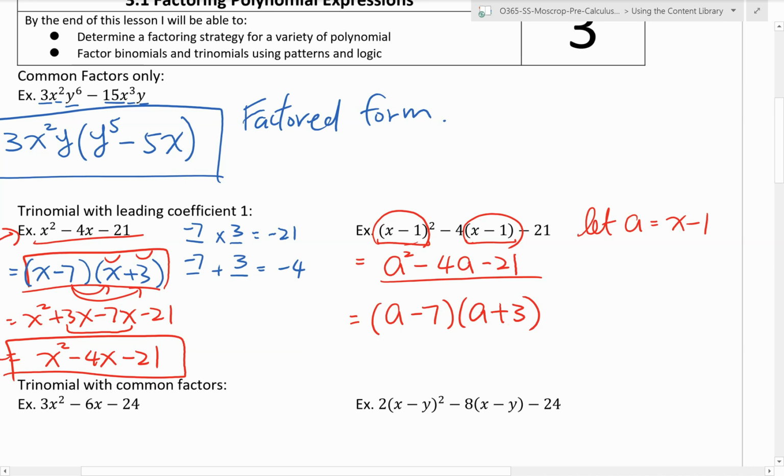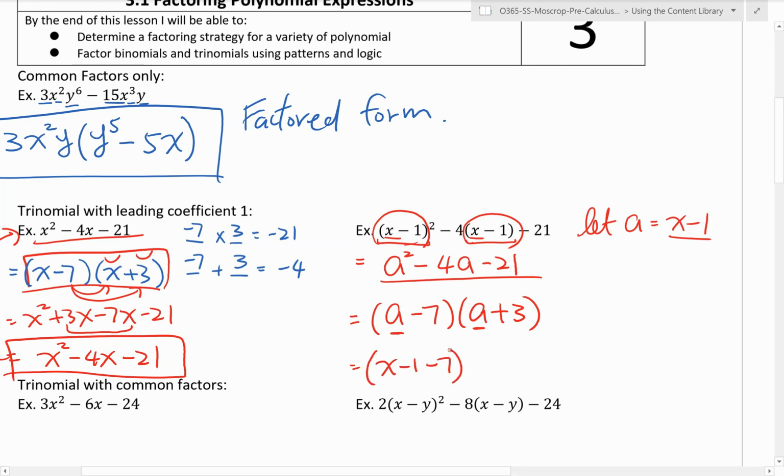Now, once you finish this, you're almost done. The question was never about a, right? It was x and x. So what we're going to do now is replace these two a's with x minus 1, because our assumption was a is equal to x minus 1. So now we're going to replace a with x minus 1.